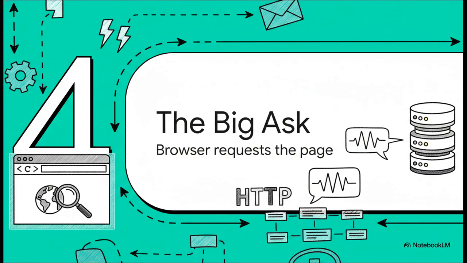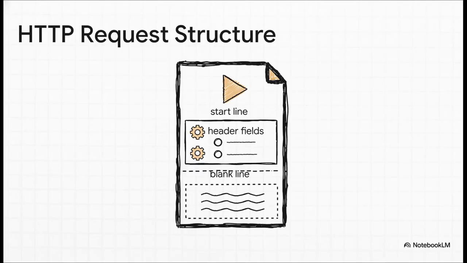And this is done using another set of rules, another protocol, called the Hypertext Transfer Protocol, or HTTP. An HTTP request isn't just a vague, "give me the page." No, it's a very precisely formatted text message. It has a start line saying what it wants, then a bunch of header fields with extra info. Like a header might tell the server you're using Chrome, or that you prefer websites in English. Then a blank line at the end signals, "Okay, I'm done asking."